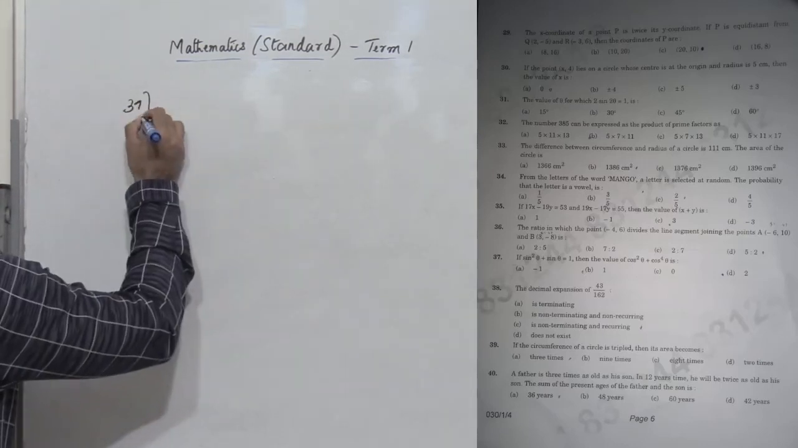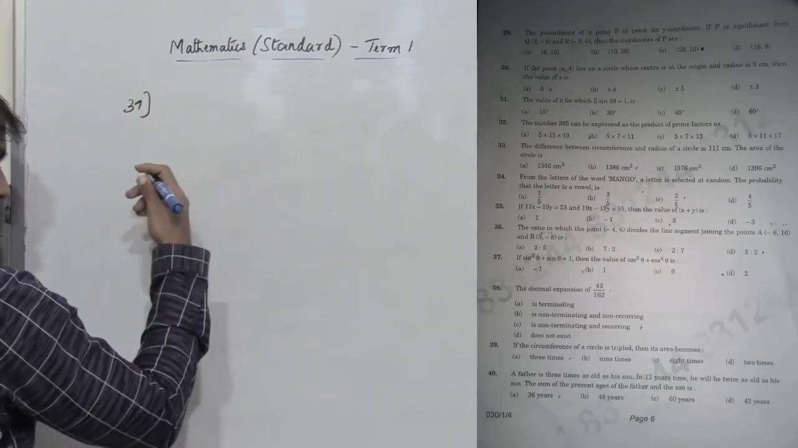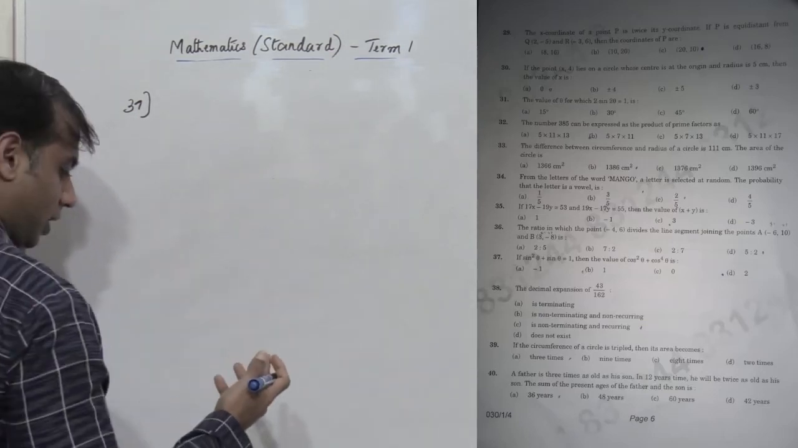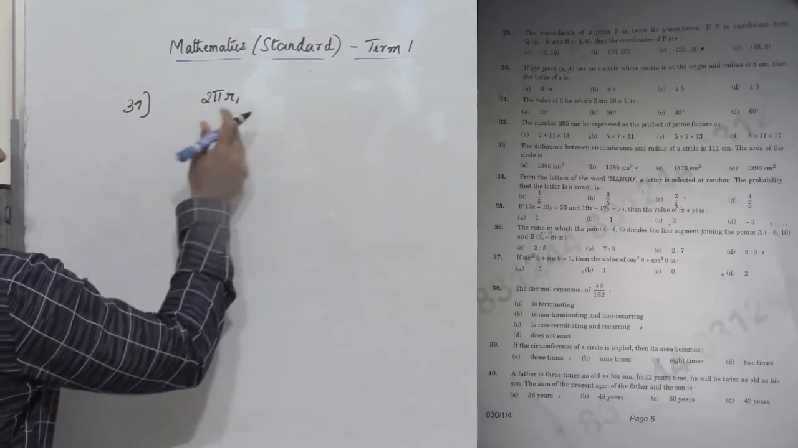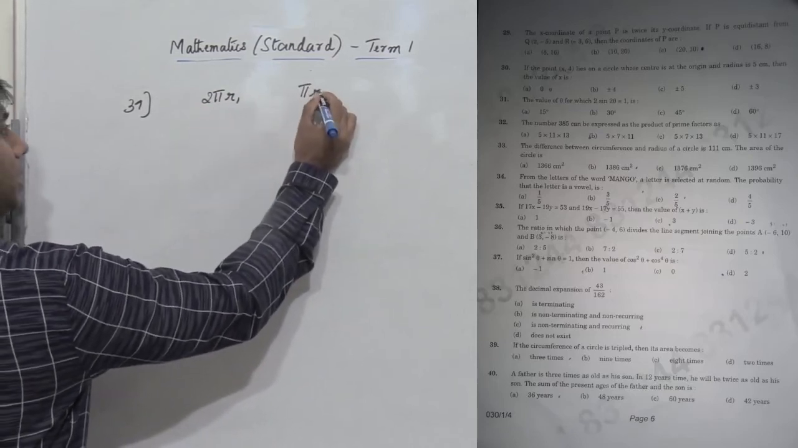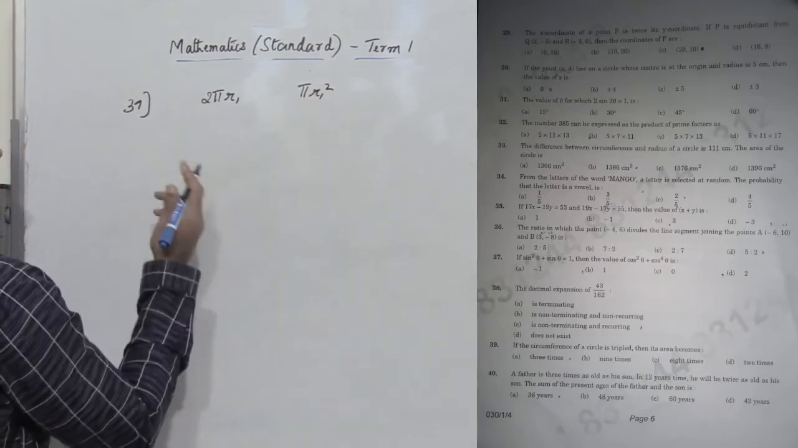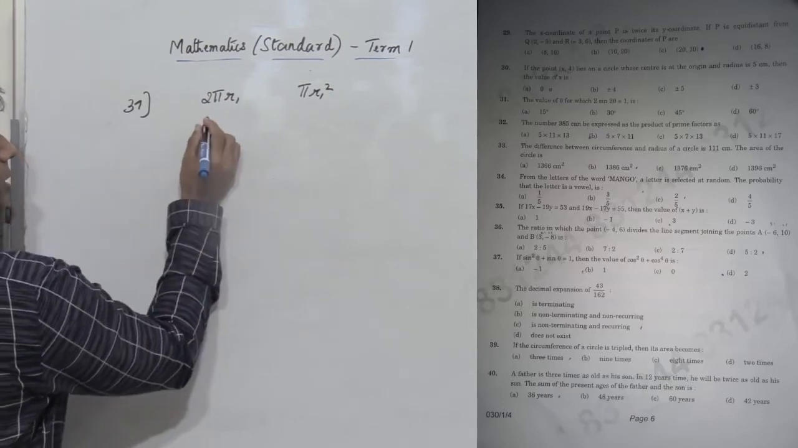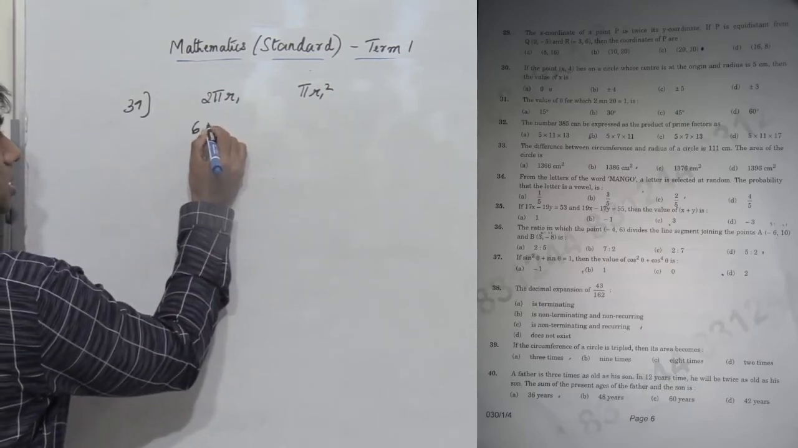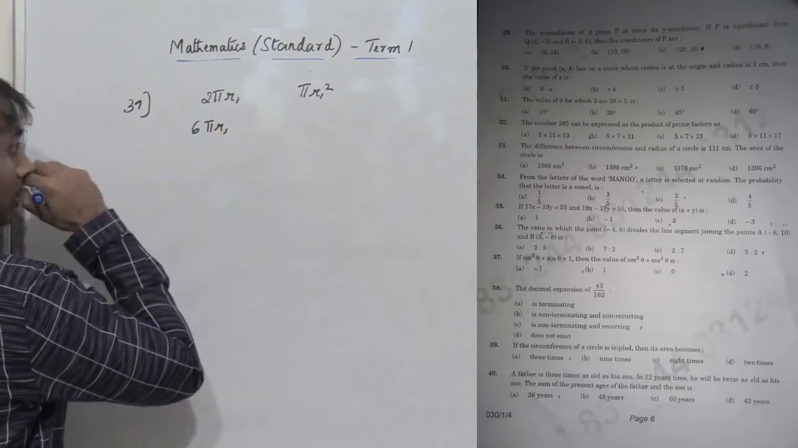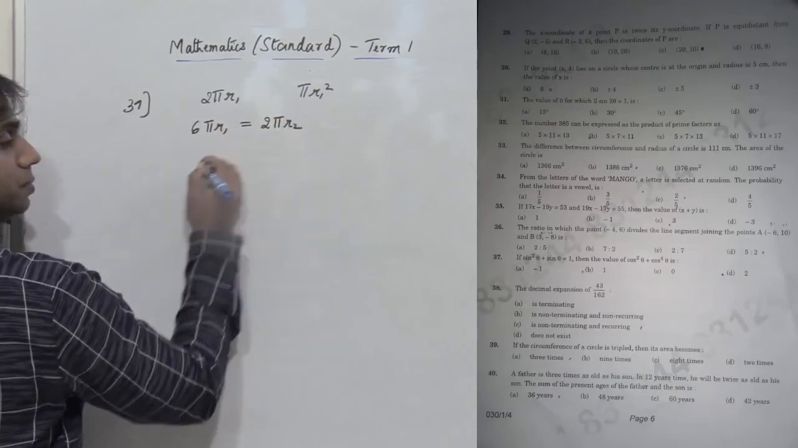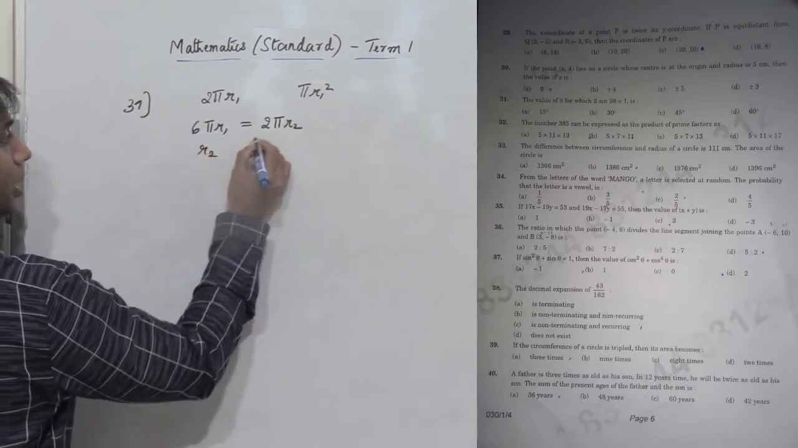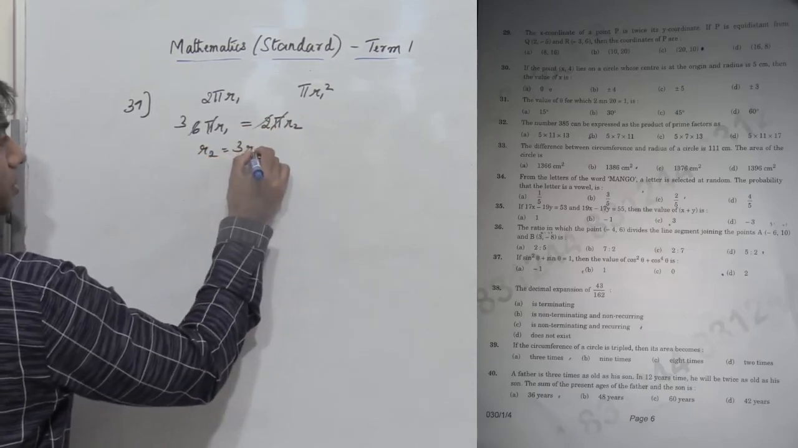If the circumference is tripled, then the area becomes... So I have 2 pi r1, then the area is pi r1 square. Now the circumference is tripled, that means the circumference is 6 pi r1, and let the new radius be r2, so 2 pi r2. So what is r2? r2 is 3 times r1, right?